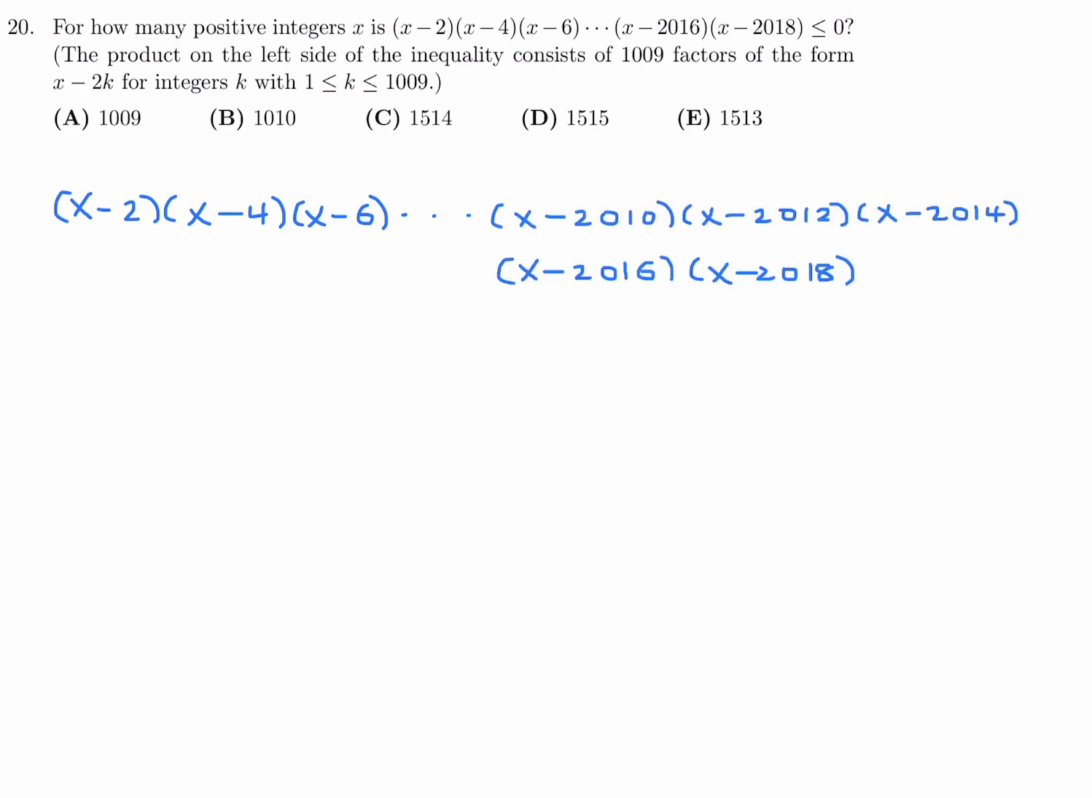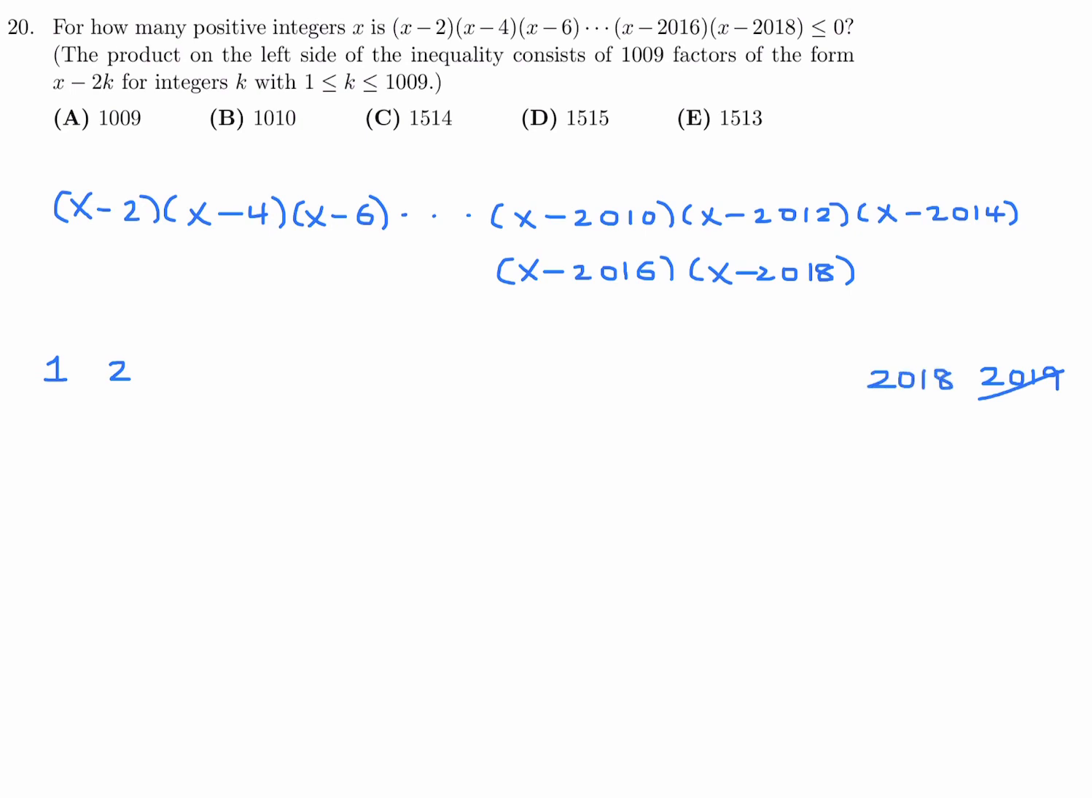Okay, let's talk about this now. The only thing they tell us about x is that it's positive, right? So it starts obviously at 1, 2, and so on, but where does it end? They don't give us a boundary. So let's start with 2019. If x is 2019, every single one of these terms is going to be positive, and therefore the whole product will be positive, and therefore it will not be less than or equal to 0. That also is true for anything greater than 2019, 2020, 2021. Okay, so obviously we've got to go smaller.